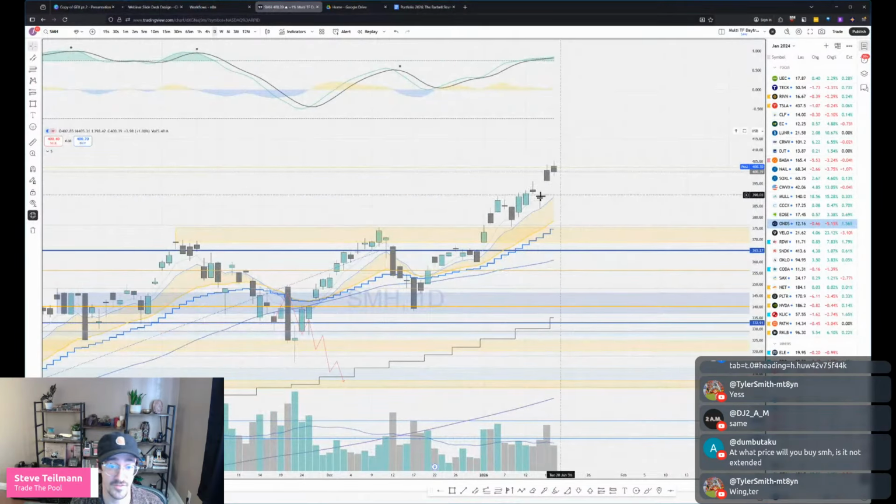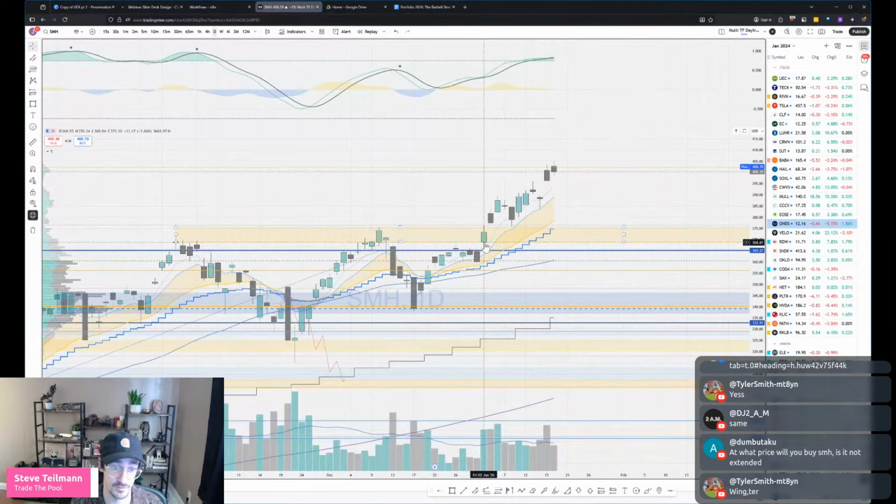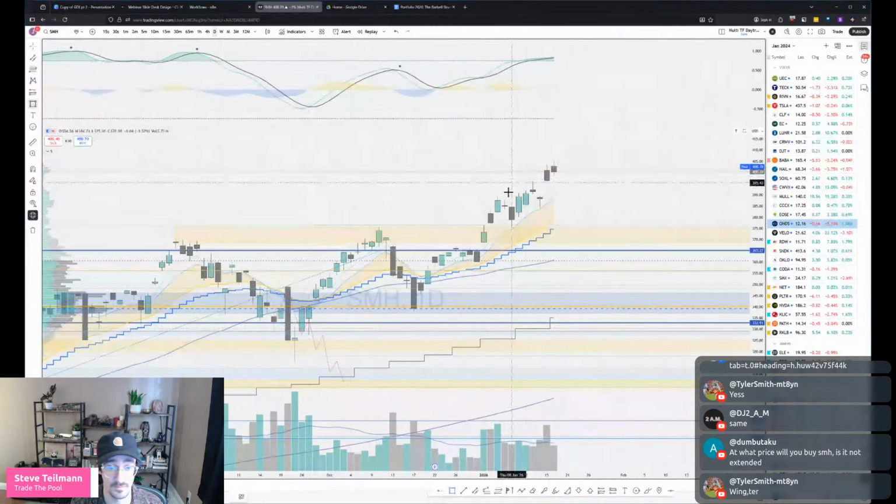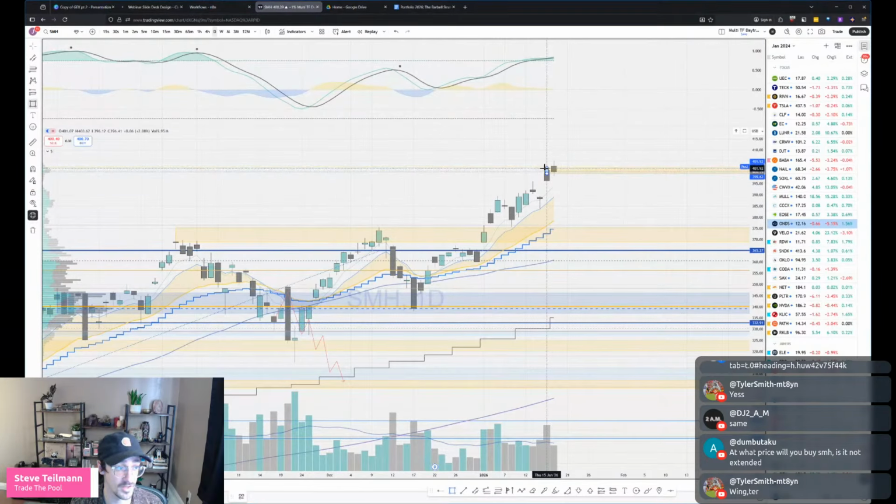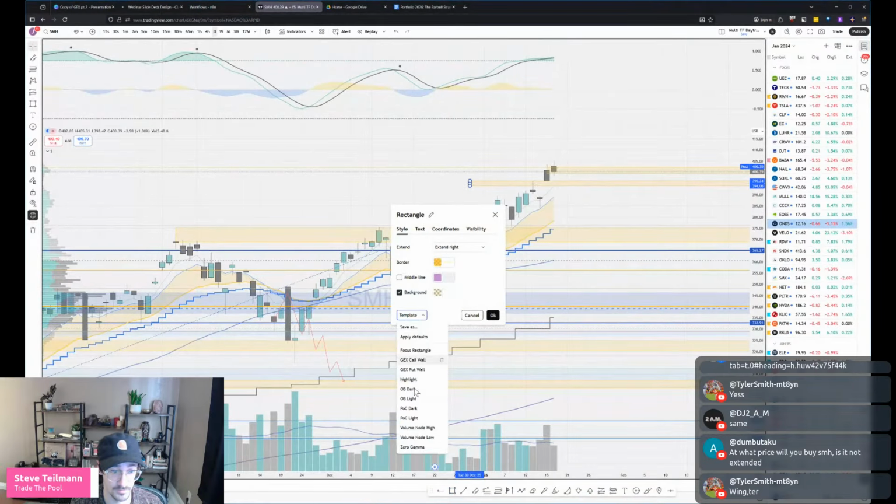So here's the thing. We have this gap. Not all gaps have to be filled. See this breakout gap? Never filled. This one, tested, not filled. What I would want to see is, okay, first off, we're building up a little bit of a wall there. And then we have a little bit of a gap right here, and I'm going to make this blue.